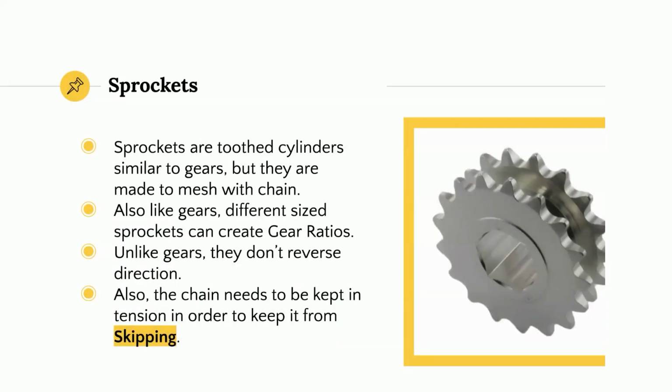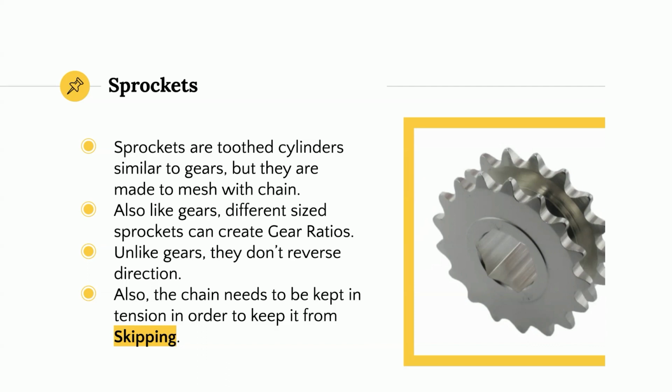Sprockets. Sprockets are toothed cylinders similar to gears, but they are made to mesh with chain. Also, like gears, different size sprockets can create gear ratios. However, unlike gears, they don't reverse the direction. So if you have two sprockets connected with chain, one sprocket rotating is going to cause the other sprocket to rotate in the same direction.